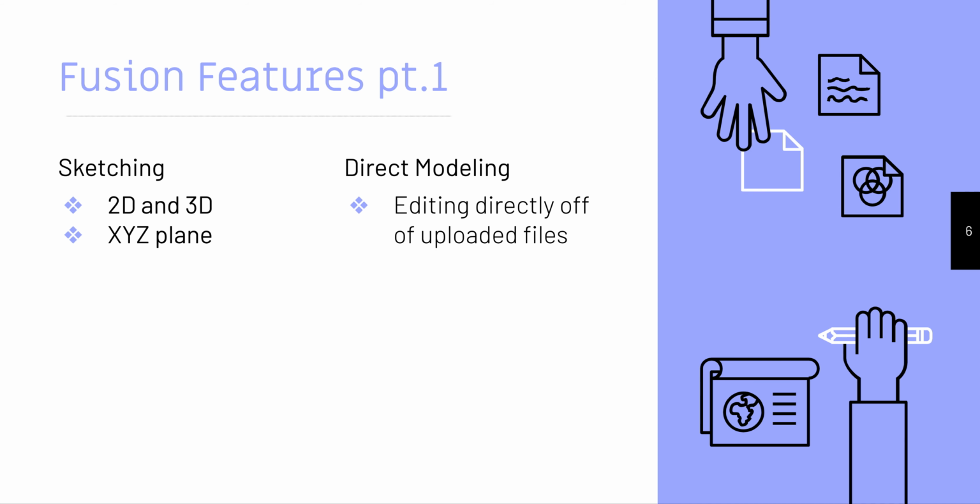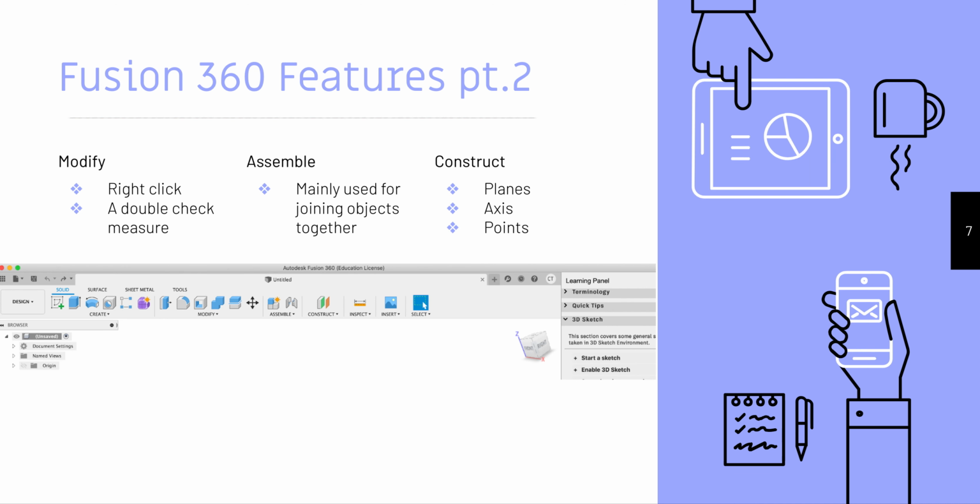Direct modeling, however, is going from an off-source website or source or anywhere and uploading those files to Fusion and editing those files. So the features inside Fusion 360 are the modify feature right here, which is like a double check measure if you want to modify anything last minute after you finish, and you can right click. The assemble, which is pretty self-explanatory: you just join the objects together. And the construct, which is where you'll really start off, whether you're doing sketching or direct modeling. That's where all the plane choices, the axes, and the points are located.